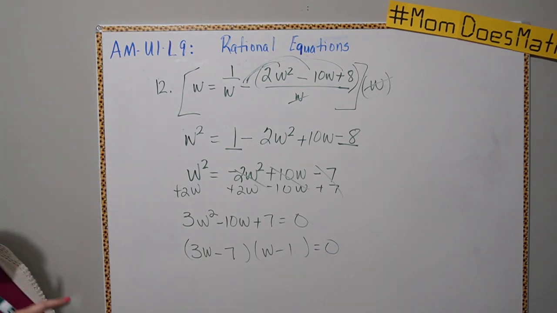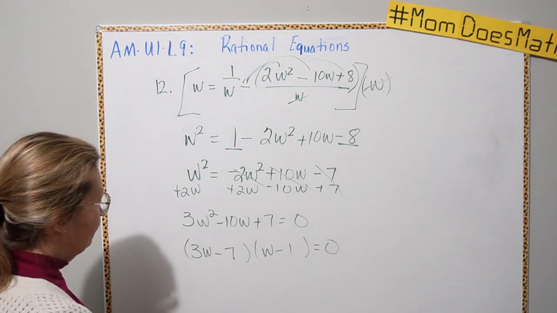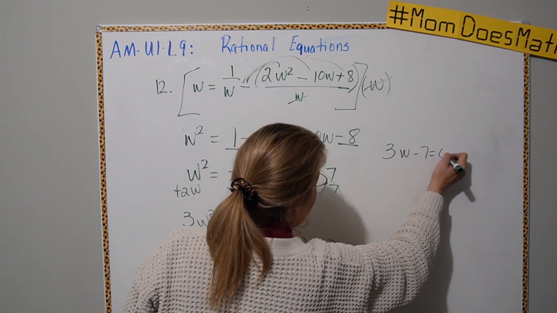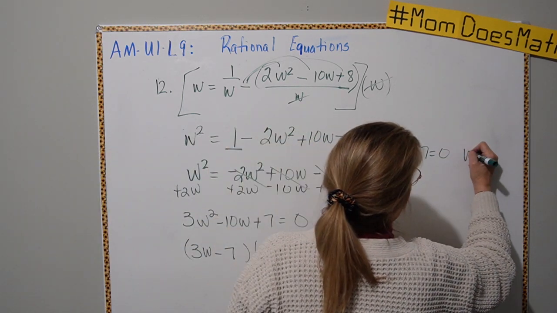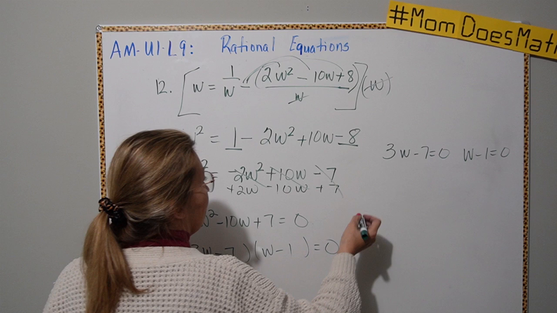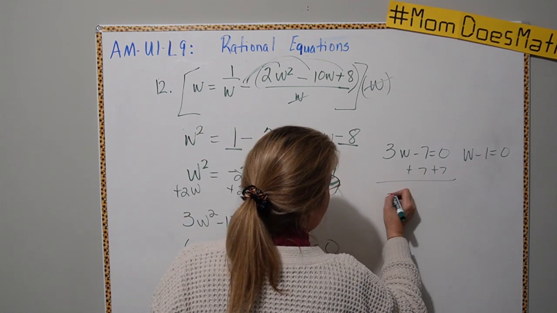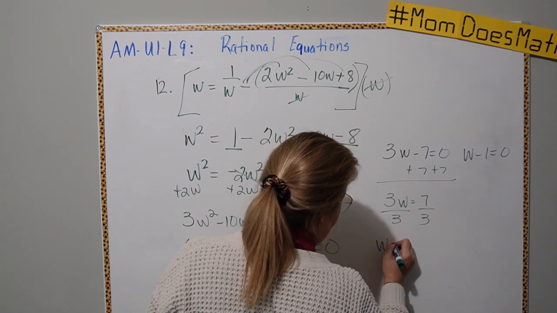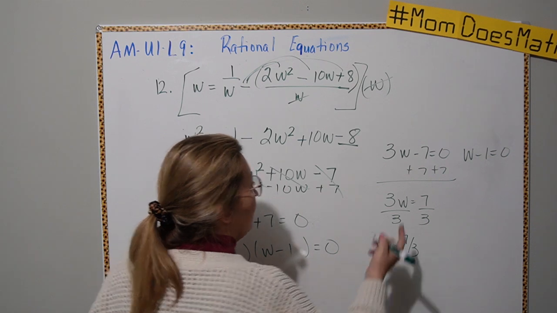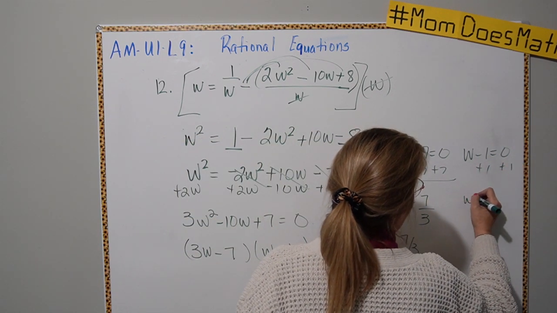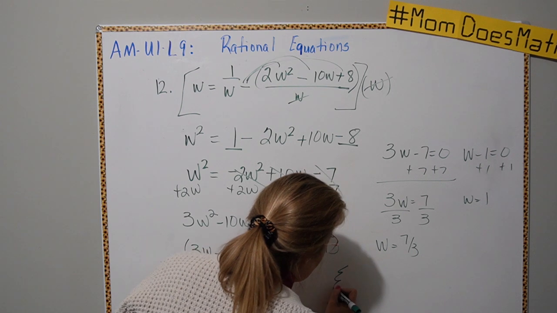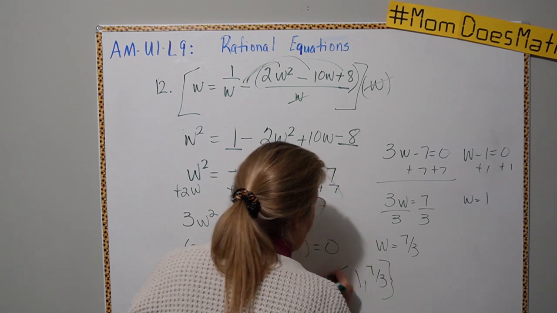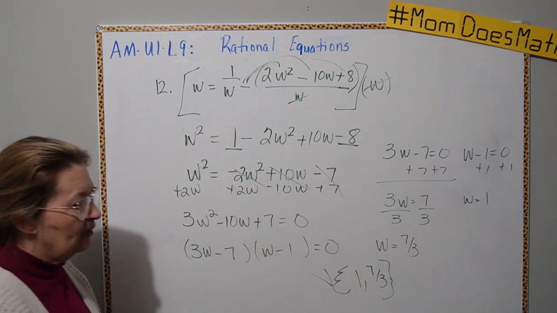Okay, you can check back on lesson 2 if you need more help with the AC method. And then we're going to take each one of these and set it equal to 0. So now I have 3w minus 7 equals 0 and w minus 1 equals 0. Let's just solve. Add 7 to each side, so 3w is equal to 7. Divide both sides by 3, so w is 7/3. Or add 1 to each side, w is 1. So your solution set is going to be 1 and 7/3. Fill them in, check them out, they both work.